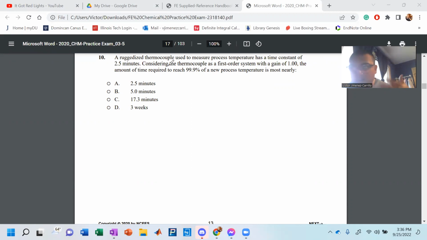Okay, there's a couple things going on here. It's the first kind of real chemical engineering question. First things first. Process temperature, time constant, 2.5 minutes, thermocouple, first order system. What does that sound like? Process control. So process control, first order system, you need to know two things.